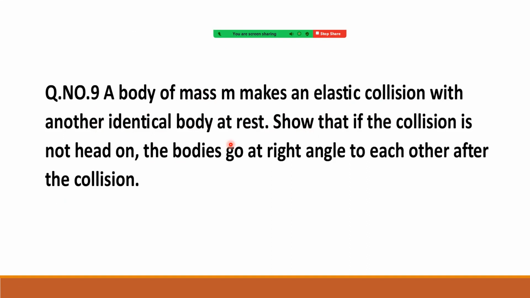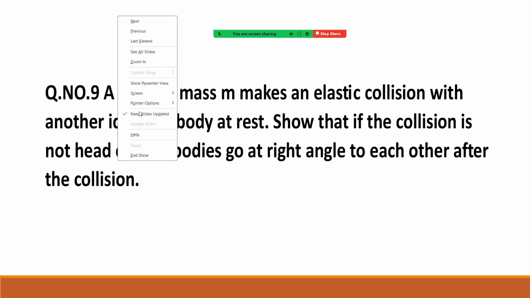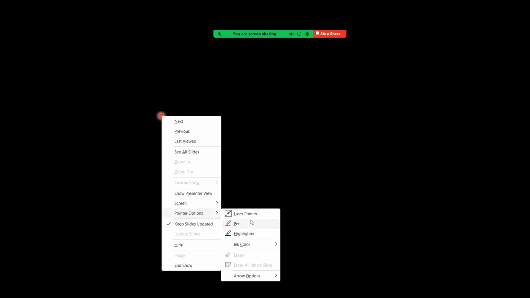So the collision is elastic but not head-on, the bodies are identical, and one is at rest. We have to show that they go at right angles to each other after the collision. Let us see carefully. Not head-on means it is an oblique collision. So one body is moving and one is stationary.